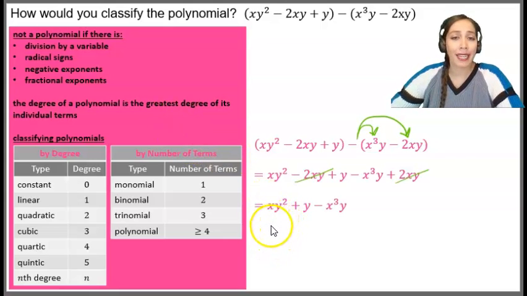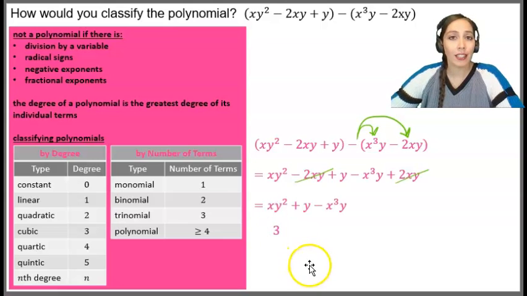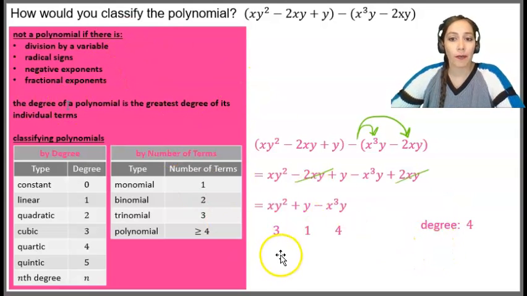So on this one, I'm going to add up the degrees in my exponents. The x has an exponent of 1, the y has an exponent of 2, so 1 plus 2 is 3, so the first term has a degree of 3. The second term has a degree of 1, and the third one has a degree of 3 plus 1, or 4. From here, you can see that the degree of the polynomial is 4. The biggest degree is the one that we are looking for.